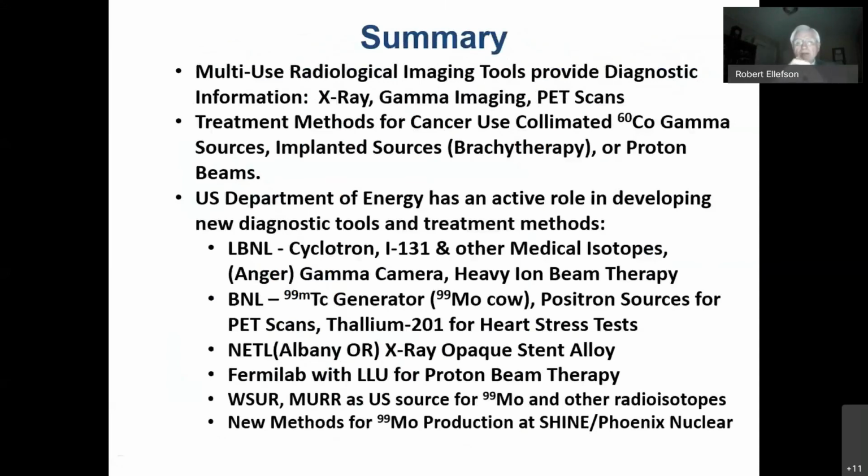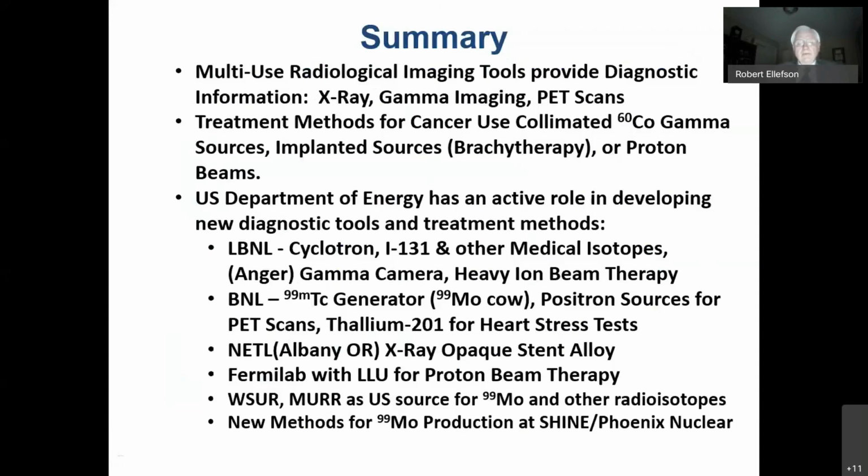So our summary. Multi-use radiological imaging tools provide diagnostic information, and the ones we looked at are X-ray, gamma imaging, and PET scans. There are multiple treatment methods for cancer which use collimated cobalt-60 gamma ray sources, implanted sources, the brachytherapy, or proton beams. So that was the two areas that we were looking at.